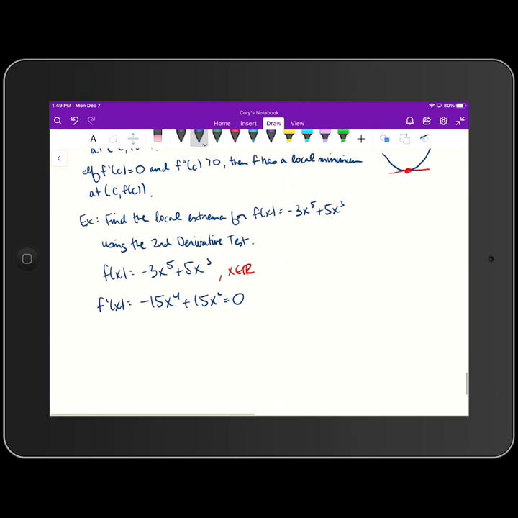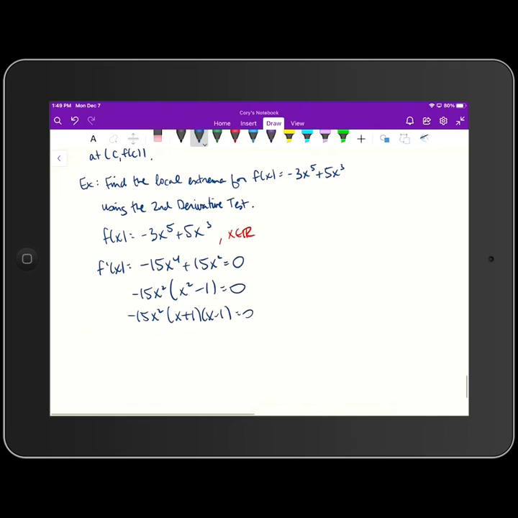Okay, so let's go ahead and factor this. I can factor a negative 15x squared out, and that leaves me with x squared minus 1. Then I can factor x squared minus 1 as x plus 1 times x minus 1. So my critical points are the values of x that make the first derivative 0, which are x equals 0, x equals negative 1, and x equals 1.